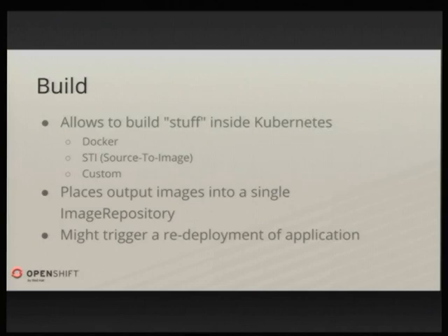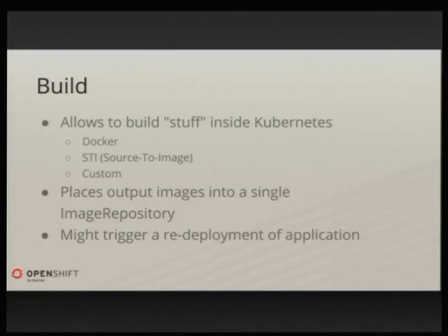So let's talk about build. The build resource in OpenShift V3 allows you to build stuff inside Kubernetes. I'm not going to say it allows you to build only Docker containers. You can build whatever you want inside the OpenShift build system right now. We currently have three strategies you can use. The first one is a plain Docker build. You give us the Dockerfile, we'll just build the Docker image and deploy it for you, right? That's the easiest one.